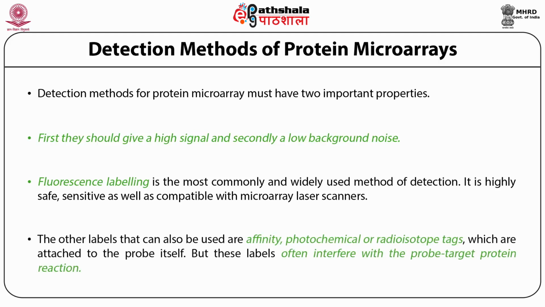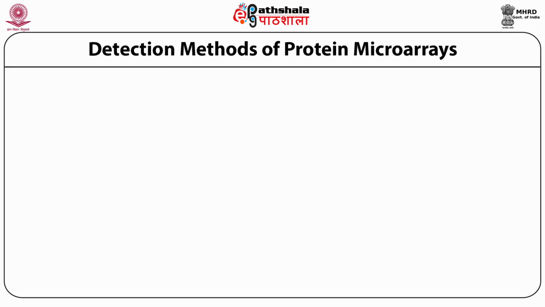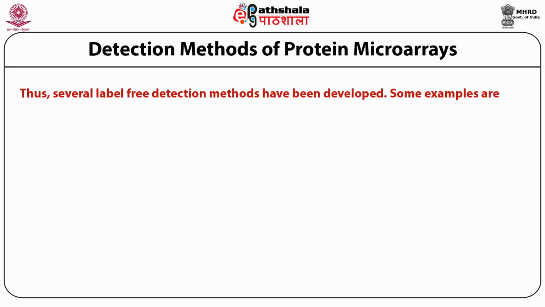The other labels that can also be used are affinity, photochemical, or radioisotope tags, which are attached to the probe itself. But these labels often interfere with the probe-target protein reaction. Detection methods of protein microarrays. Thus, several label-free detection methods have been developed.